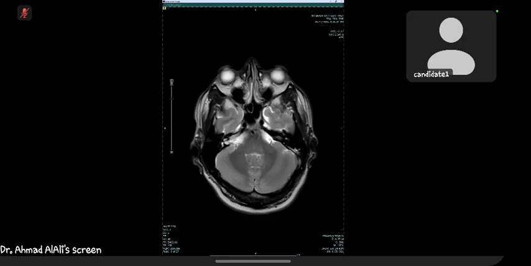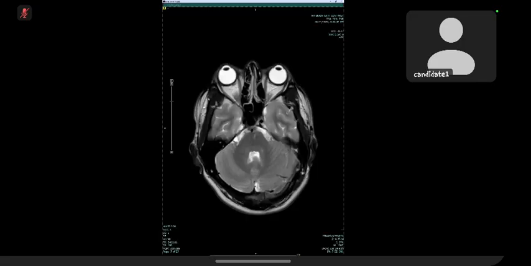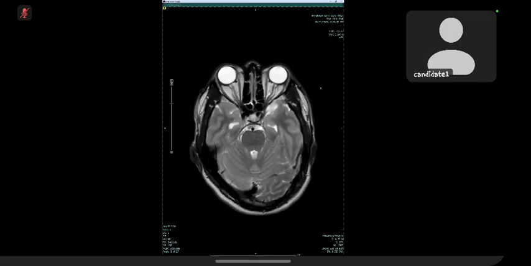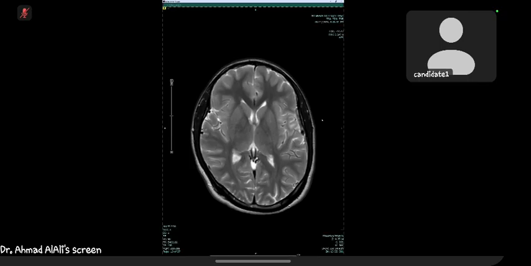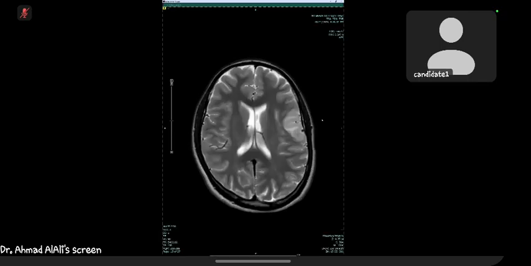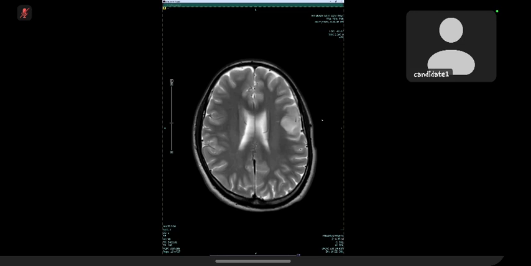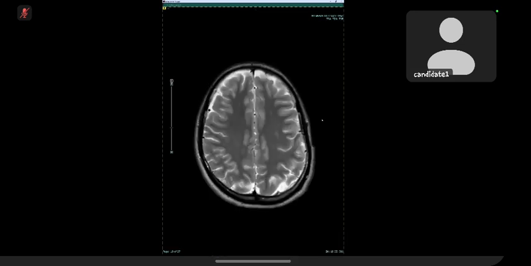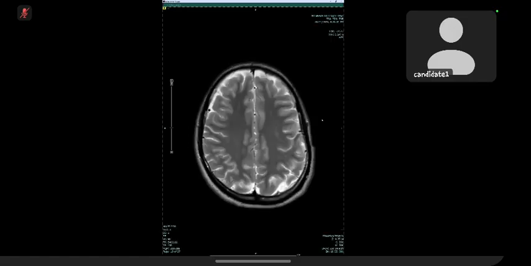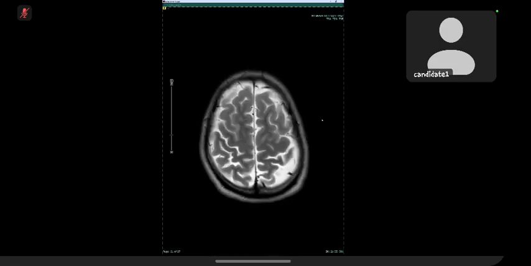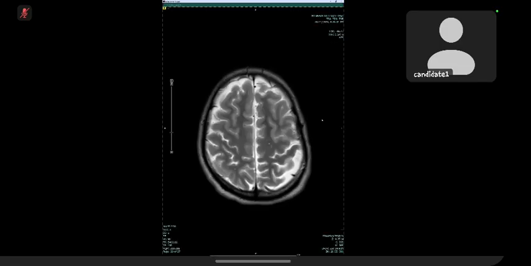I am scrolling from down to upward. The basilar artery is okay. There is no problem with the basilar artery. And the area which was hypodense on the CT scan corresponds to hyperintensity in the cortical and subcortical region in the left frontoparietal lobe. And I want to see the T1 weighted images, the diffusion and post contrast images as well.